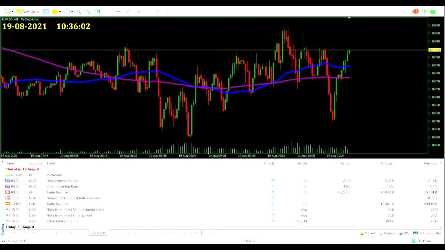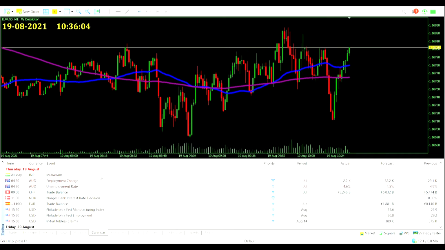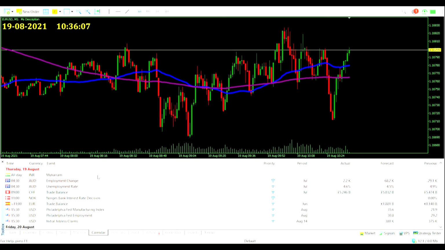That is our economic calendar on this Thursday. Happy Muharram Day for everybody celebrating that. What have we had? There's not a lot going on. Employment change in Australia.